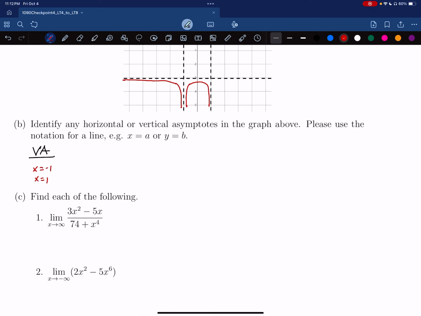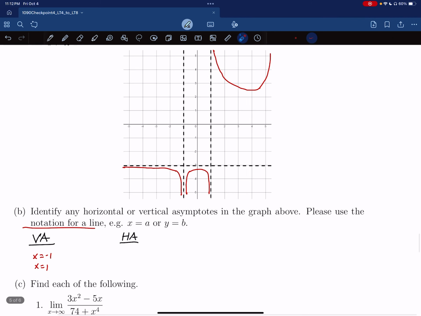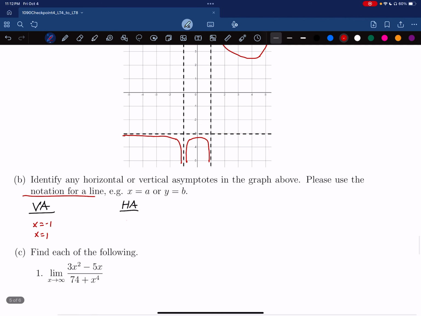And basically when it asks you to use the notation for a line, that just means like x equals something, y equals something. That is a line. So don't be thrown off by that too much. Now we need to find horizontal asymptotes. Similarly, we've kind of drawn these out with our lines. We have one horizontal line right here that is at y equals -3.